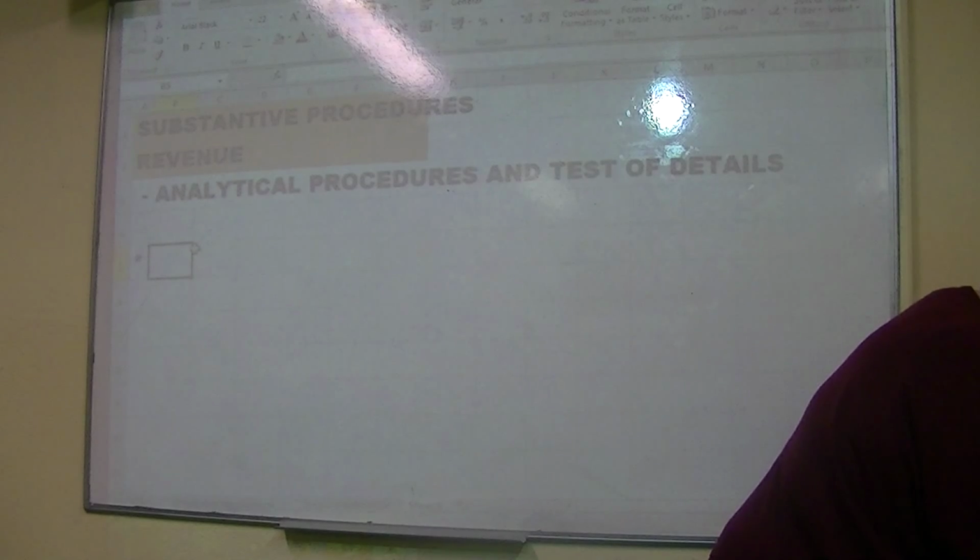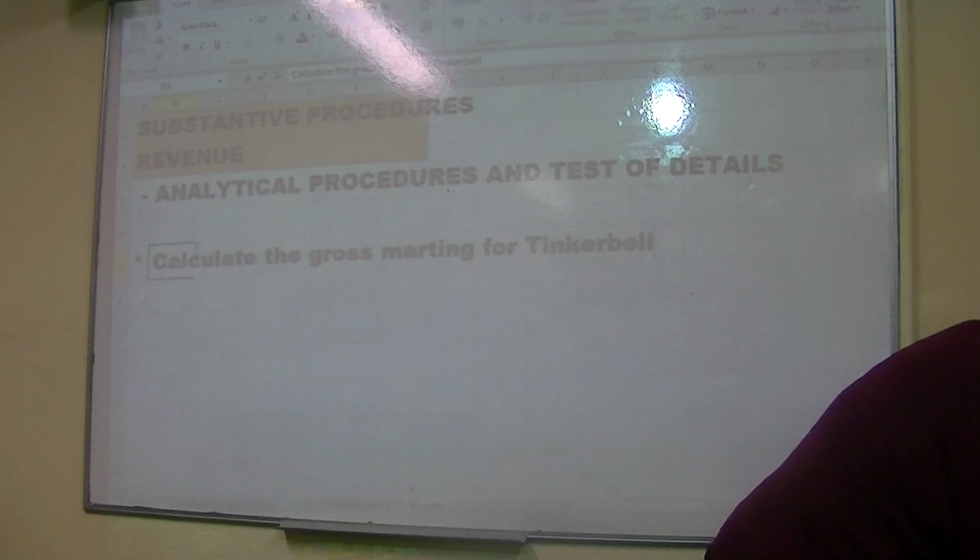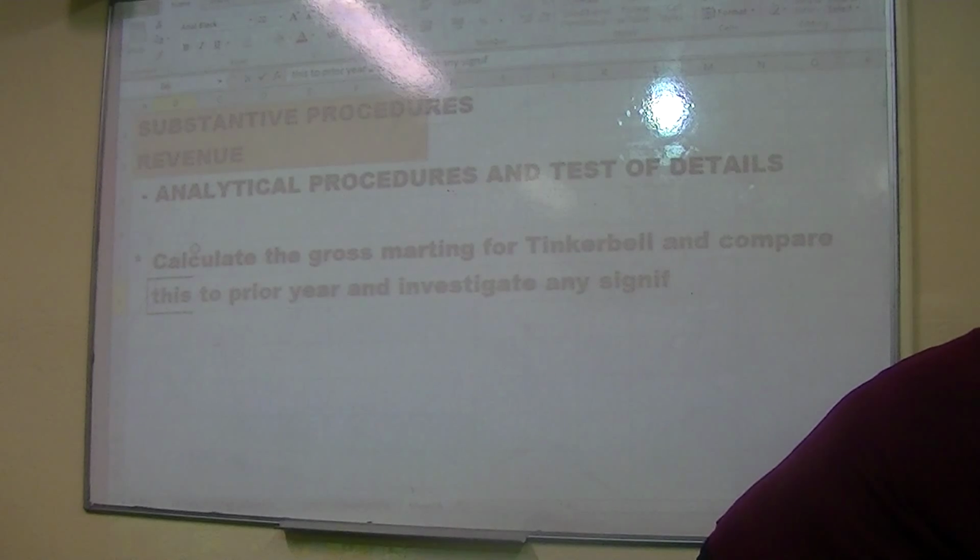Think it's 4 marks for that, is it? Yeah. So looking for four standard procedures if we can. Okay, so an analytical procedure would be to calculate the gross margin for Tinkerville and compare this to prior year and investigate any significant fluctuation.